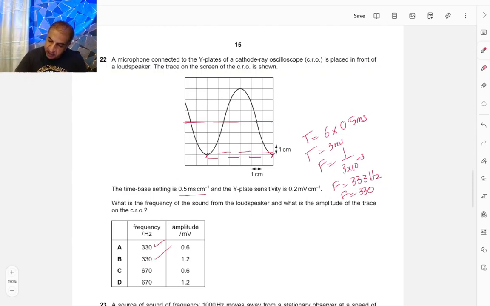And let's look at the magnitude of the amplitude. So 1, 2, and 3 boxes. So 3 boxes would mean 0.2 multiplied by 3. And that means 3 times 2 is 6, so 0.6. So this is the correct answer. A is the correct answer.